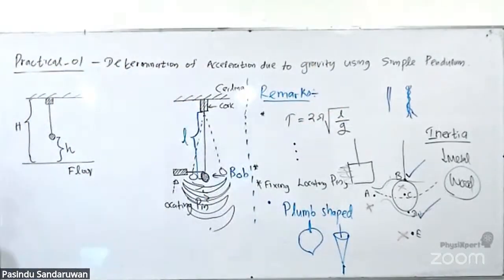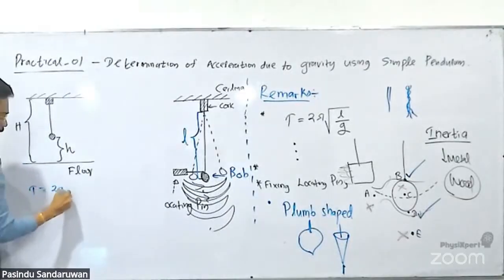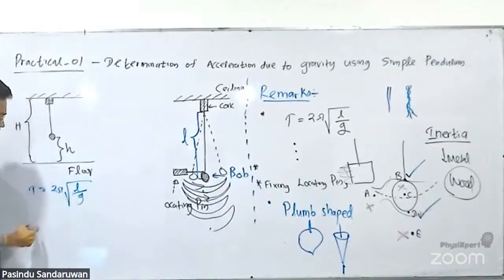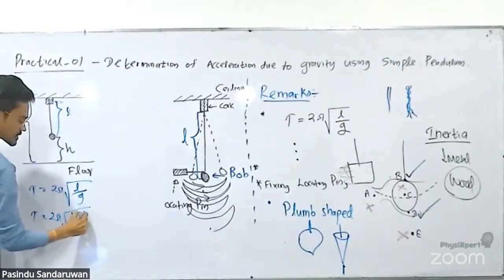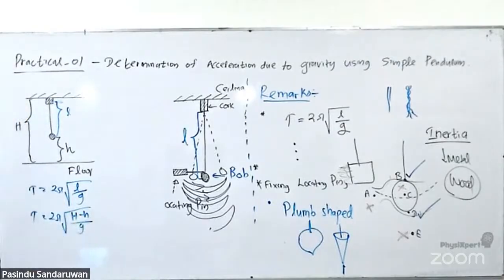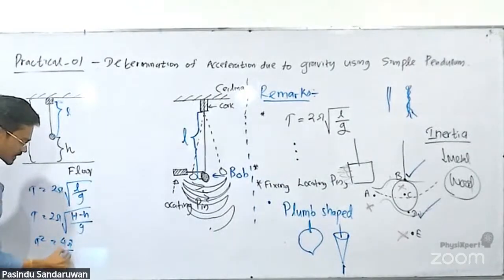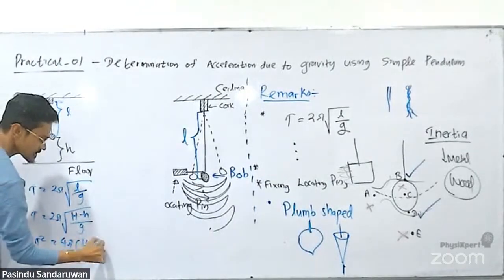Now in this scenario, this is going to change like this. Look at the board. T equals 2 pi root L over g. Now instead of L, you can write H minus h over g. Then T squared equals 4 pi squared over g times (H minus h).